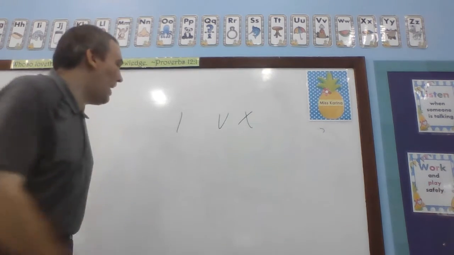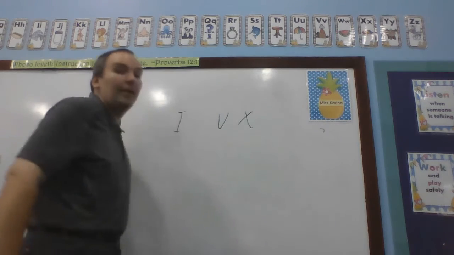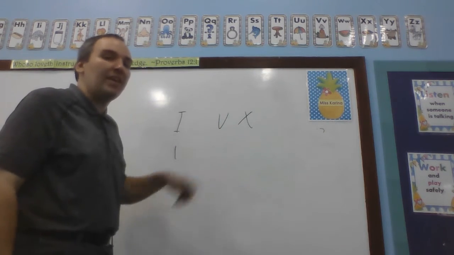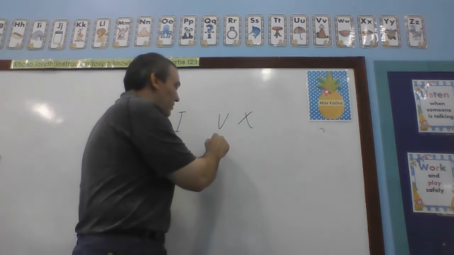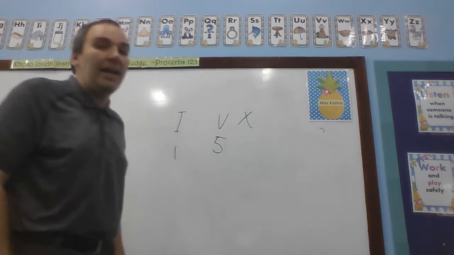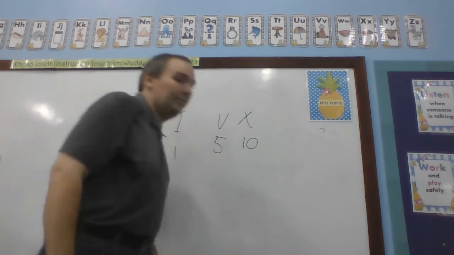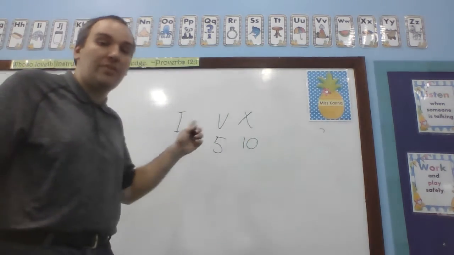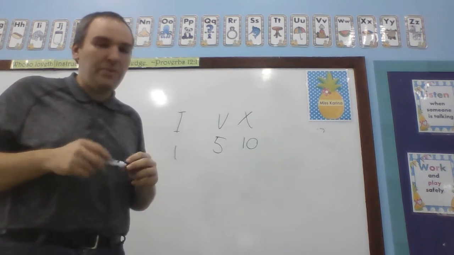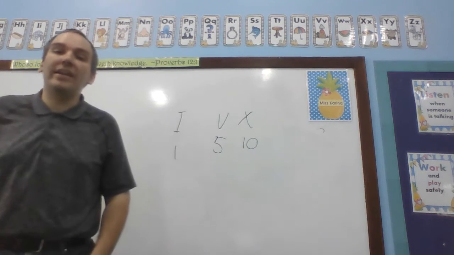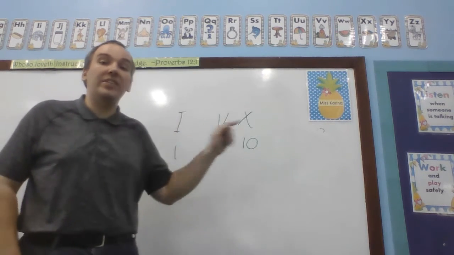All right. Every one of these means something. Okay? I means 1. V means 5. And X means 10. Okay? Remember these 3. And you say, Mr. Matt, so what? Well, the answer to that is that if they wanted to count, they would just add these together.